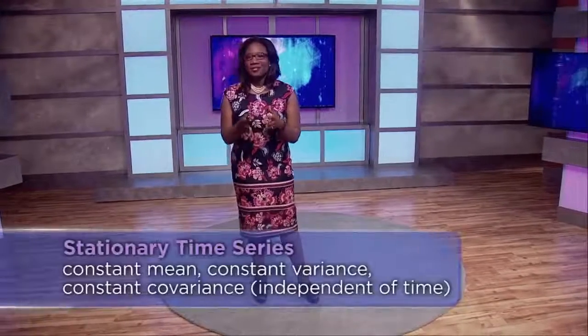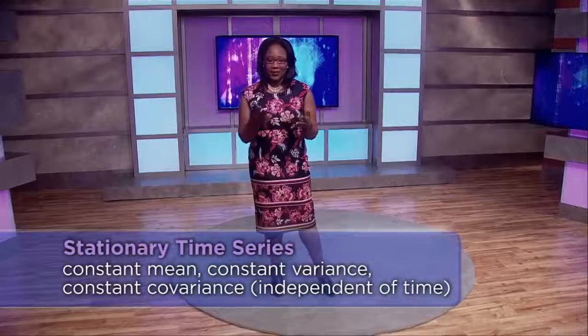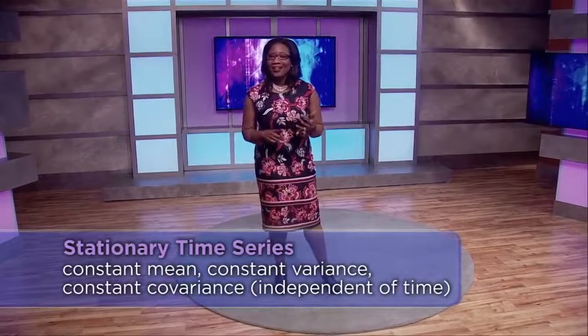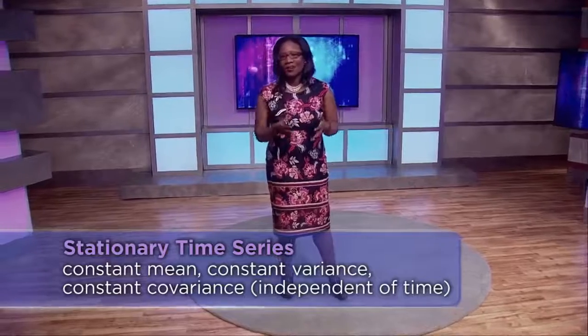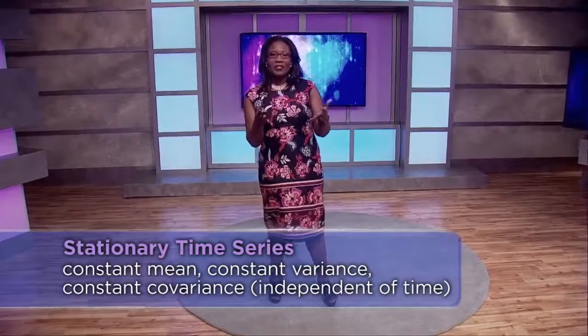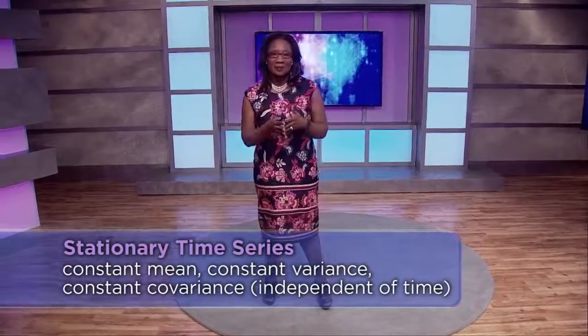So we need a measure to define the standard amount of randomness that we would expect in a series that had no temporal pattern. And we use the term stationarity. A stationary time series is one that has a constant mean, a constant variance, and a constant covariance function. And the covariance function is independent of time.